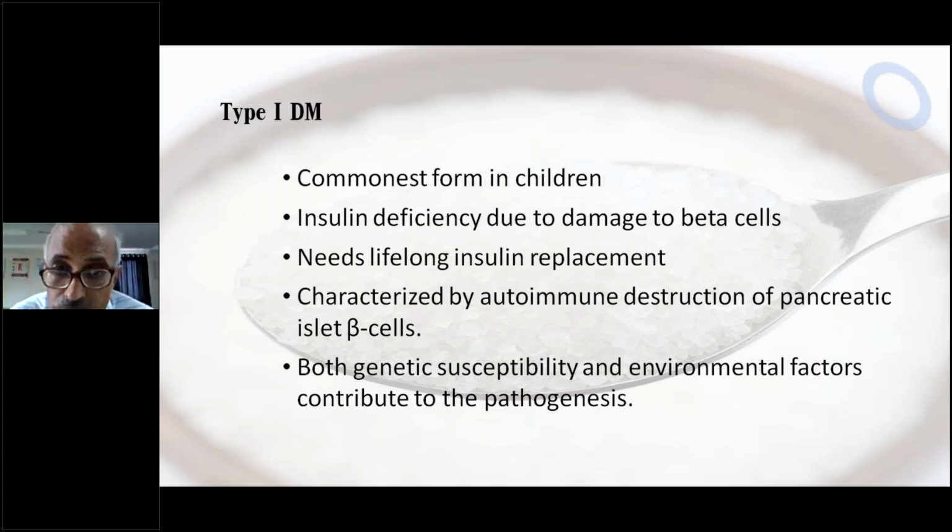But it is polygenic. Genetic susceptibility is one side plus environmental factors. When both are combined, we call it multifactorial inheritance. So this is an example of one such disorder. It's not a Mendelian inheritance. It is polygenic or multifactorial.